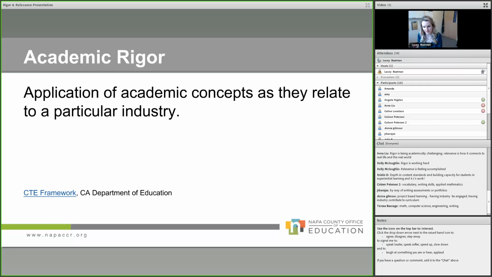By way of writing assessments or portfolios, yep, great. And writing and portfolios can, again, be in any industry sector, any class. Project-based learning, having industry be engaged, having industry contribute to curriculum. Yeah, industry can certainly affect the academic rigor, and PBL, high-quality project-based learning, is definitely academically rigorous. Math, computer science, engineering, writing.